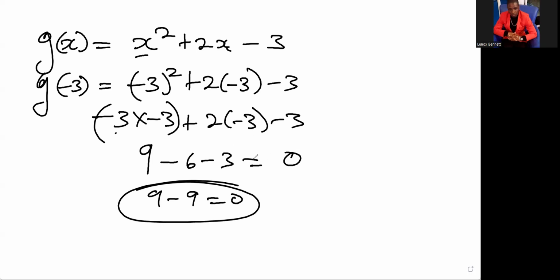Sometimes persons skip steps. So the same procedure, guys. We substitute and then we do the operations, whatever they say.